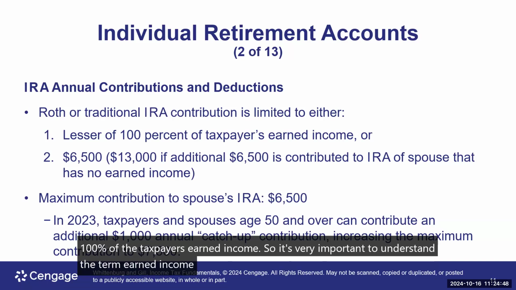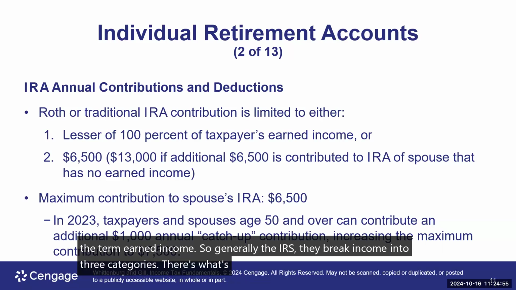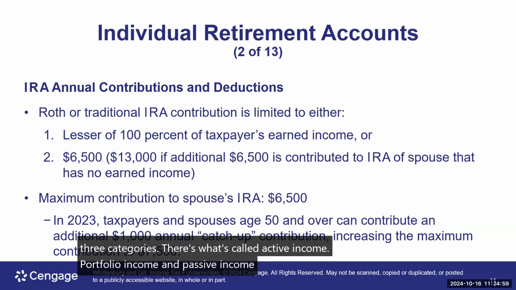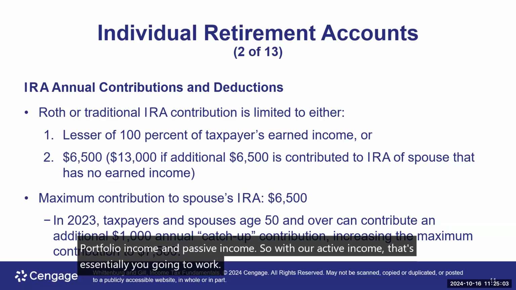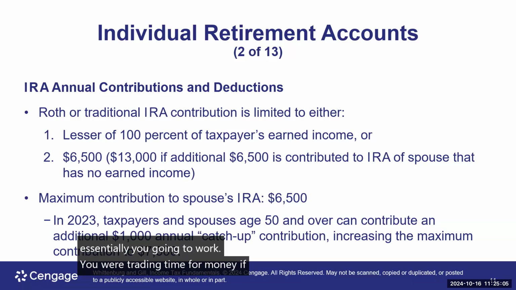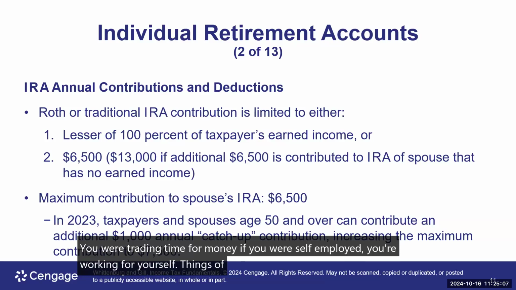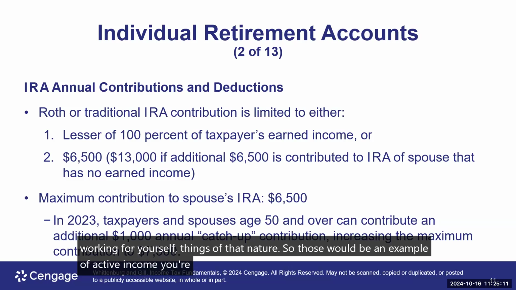Generally, the IRS breaks income into three categories: active income, portfolio income, and passive income. With active income, that's essentially you going to work, you are trading time for money. If you are self-employed, working for yourself, things of that nature, those would be examples of active income. You're actively working to earn the income.